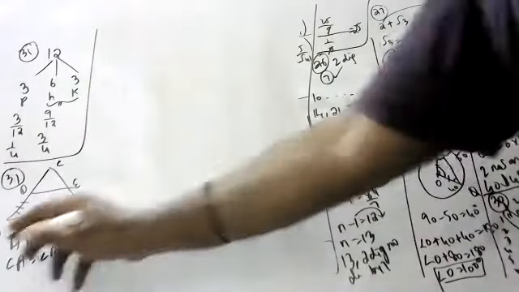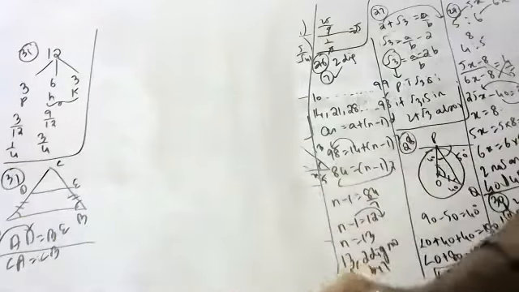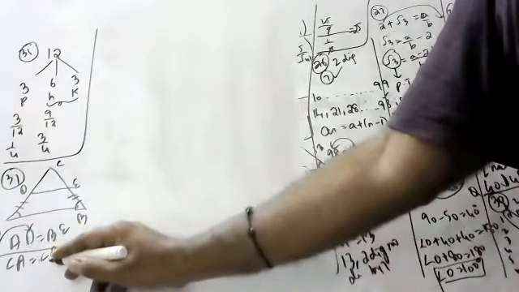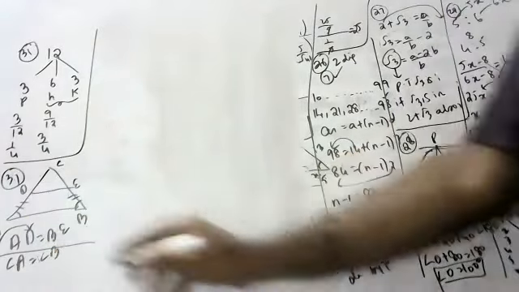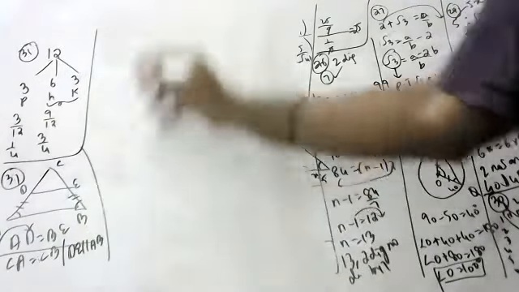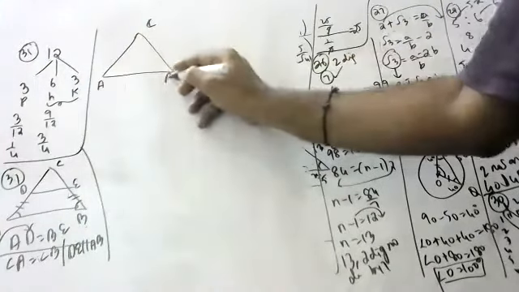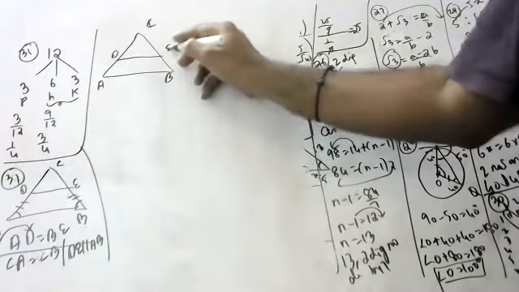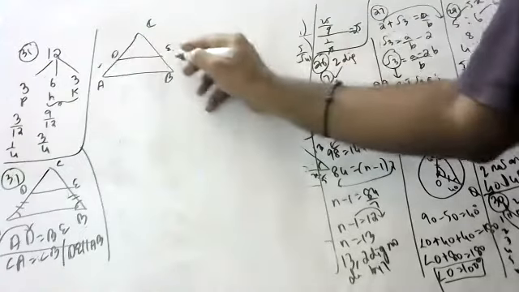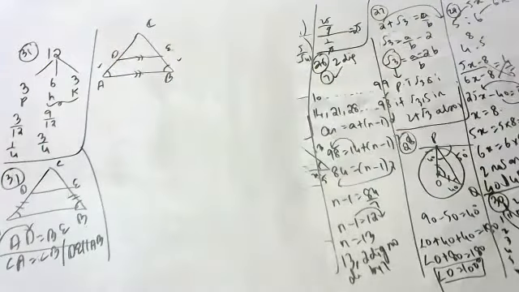Children, this is required to prove. They gave that angle A is equal to angle B, and also DE parallel to AB. Hope you are able to understand. Again, triangle CAB with D and E. We have to prove that these both are equal, and these both are parallel, and this side is equal to this side.